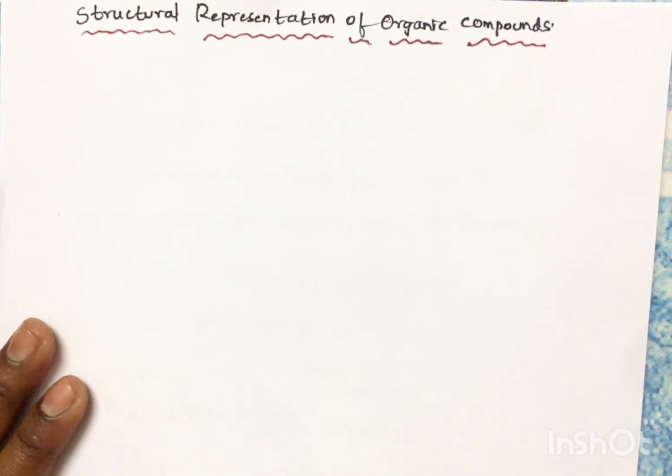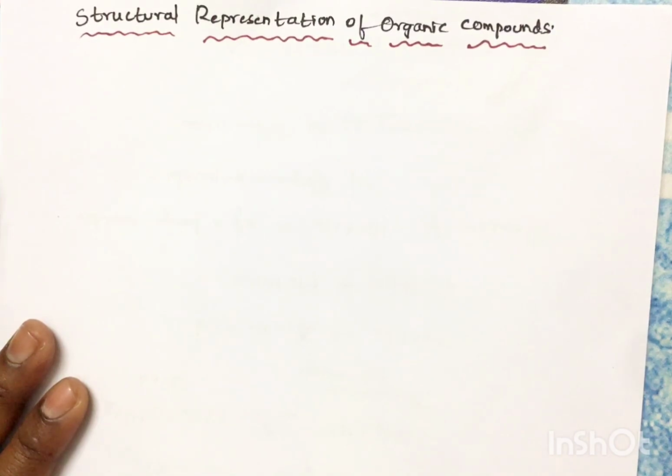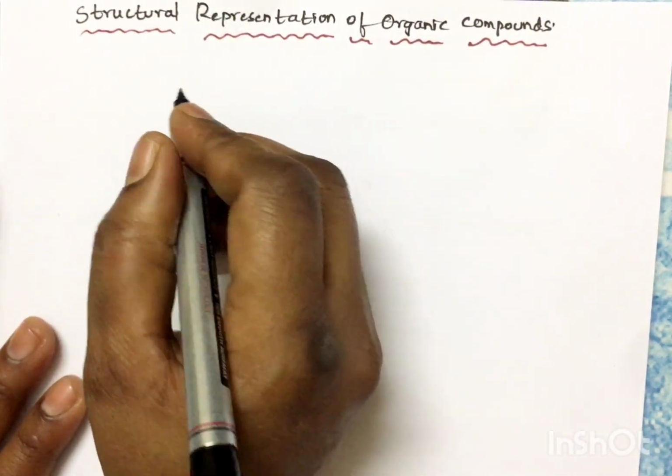Good morning, students. So let's see structural representation of organic compounds. In the previous class we have learned about the introduction part of organic compounds. What are organic compounds? They are the compounds having carbons and hydrogens along with other atoms also, like oxygen, sulfur, nitrogen, halogens, etc. So how to represent these organic compounds? There are various ways of representing these organic compounds, so let's see one by one.